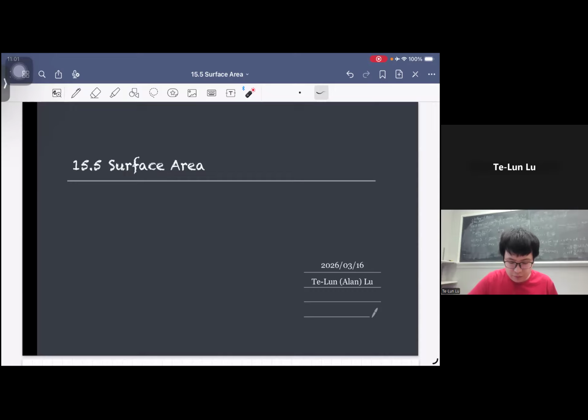Right. Hello guys. This will be the fifth video in our integration section. The previous video, 15.4, is on the application of double integration, in particular on probability. And in this section, we're going to introduce another application, which is the surface area computation.